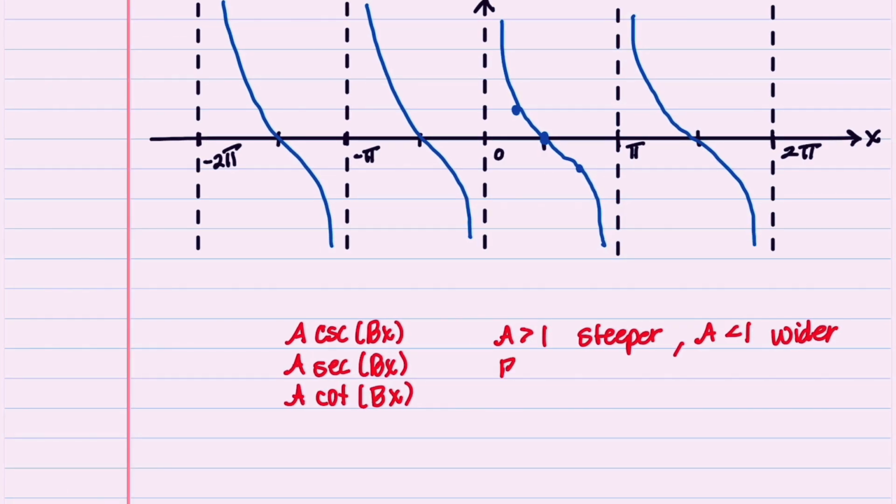When b is greater than 1, the period is going to be shorter. And then when b is less than 1, the period is going to be longer. I would encourage you to go on to desmos.com and graph these functions and then put in sliders so that you can see what happens when a and b change.